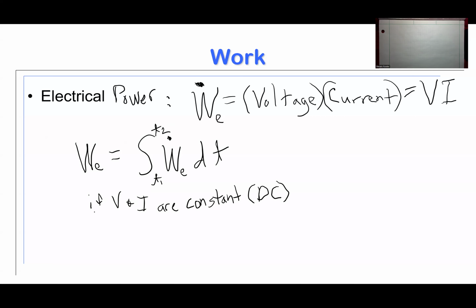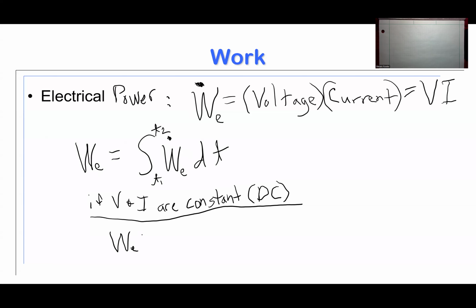So if voltage and current are constant, then their product is constant. Notice these guys out here: if these are constant, their product is not changing with respect to time. So I'm just integrating a constant with respect to time. That's, as I've said earlier, the easiest integral.